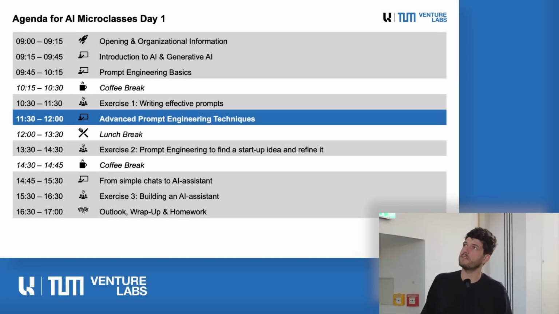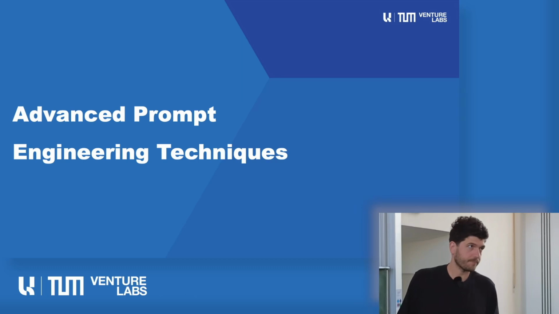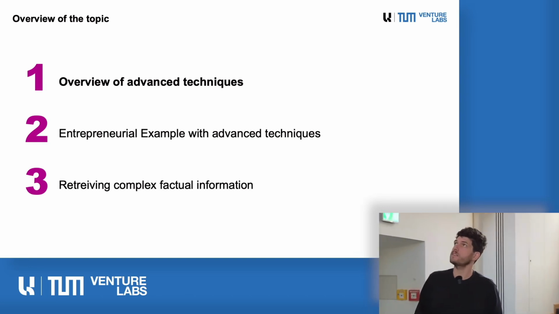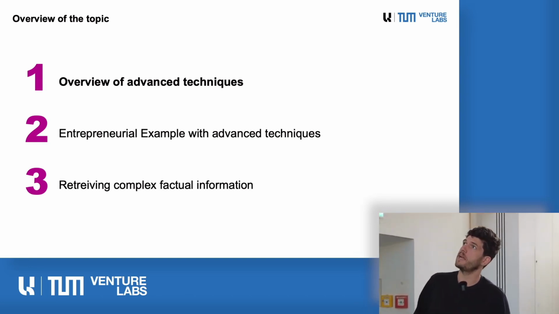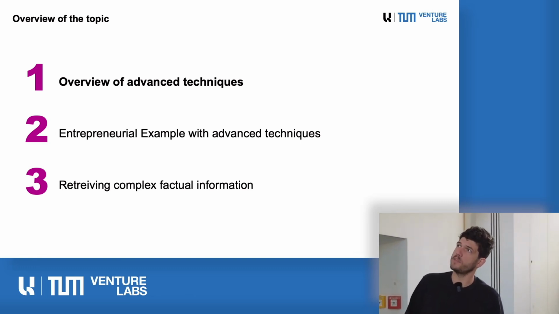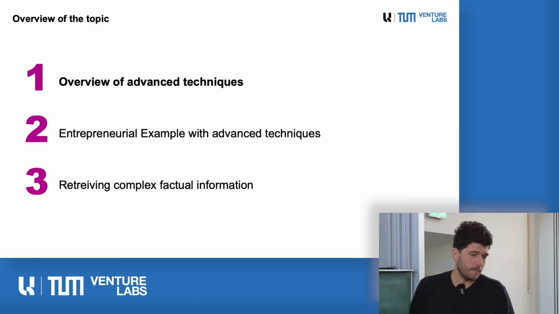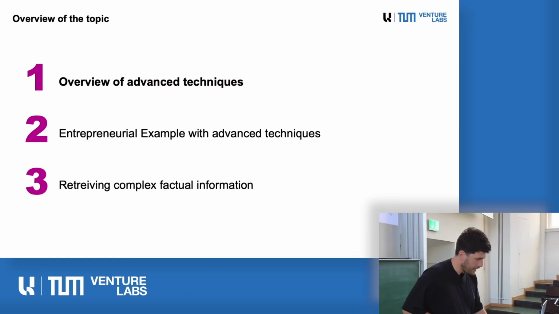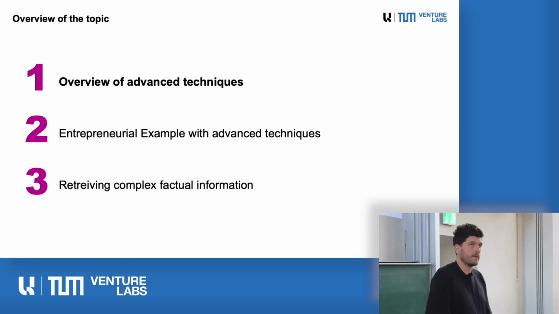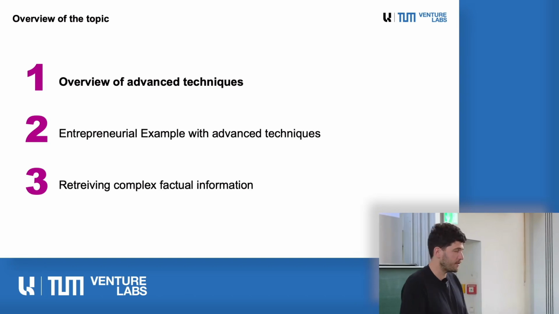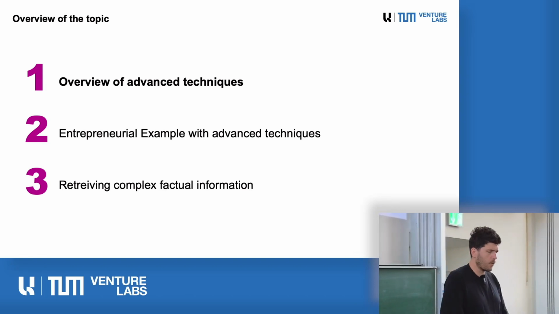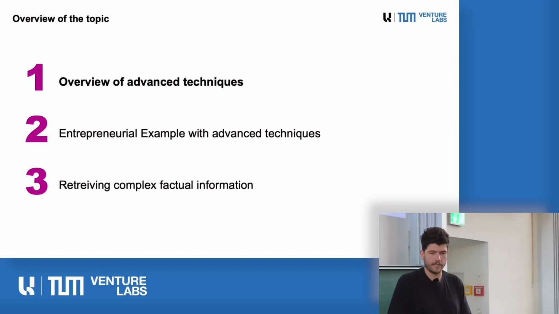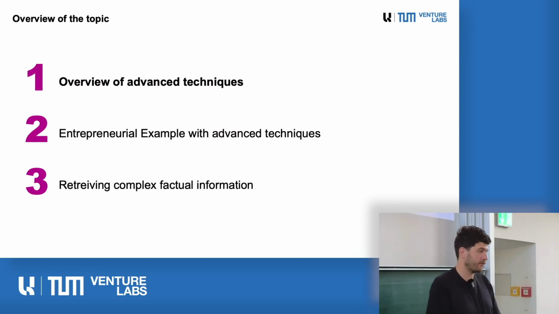Thus, let's go for some advanced techniques. I've clustered this section in 3 parts: an overview of the advanced techniques, and we will go through an entrepreneurial example with the advanced techniques. And then also added just last week is retrieving complex factual information, also a very new technique where we look a little bit at RAG. You might have heard of RAG and what this is and how it's different from text generation in generative pre-trained transformers, GPT.